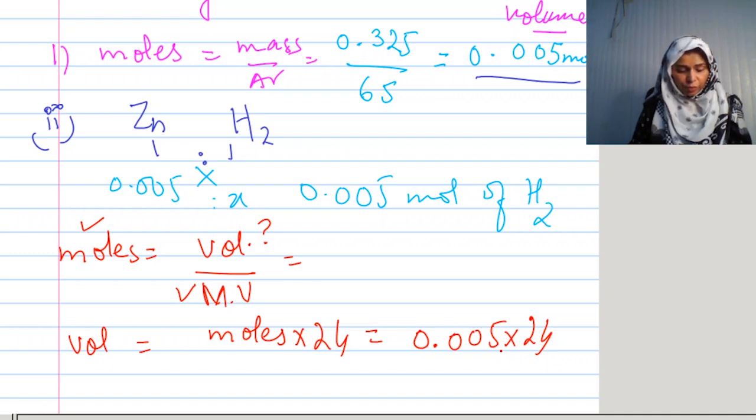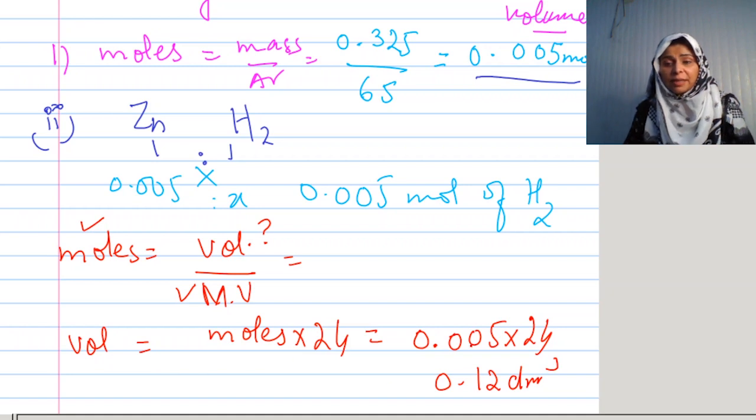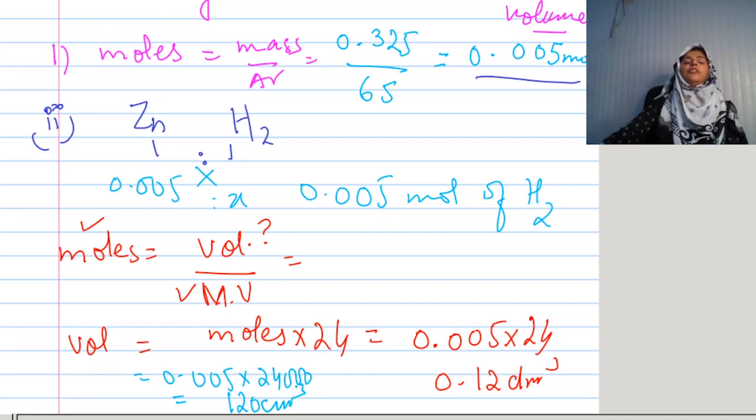Into 24, we will get the answer 0.120, that is 0.12 decimeter cube. So if we want to get the answer in centimeter cube, what will we do? Yes, definitely we will multiply the moles, 0.005 into 24,000 centimeter cube. So the answer will be 120 centimeter cube. So this is the way through which we will calculate based on reactions.